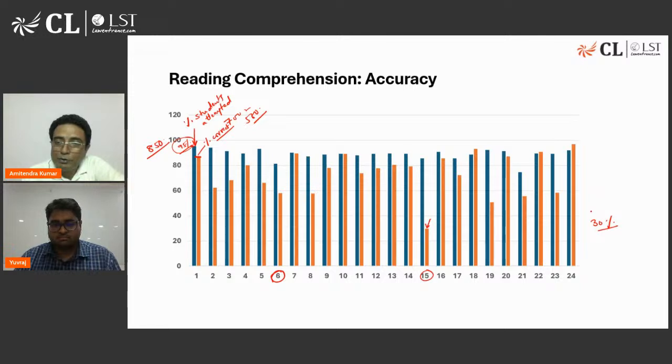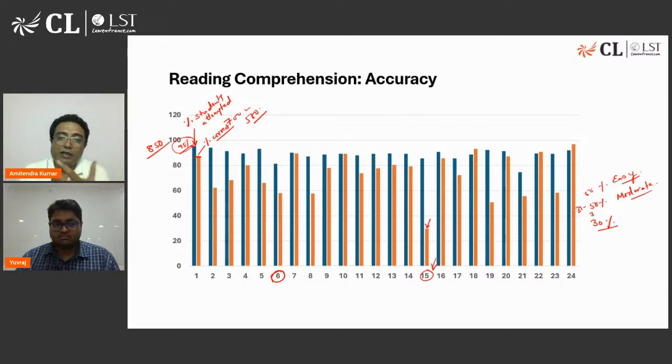Anything between 31 and 50% is definitely a moderate-level question. It was moderately difficult, a little difficult, but not very much. And anything above 50% means it was easy. So if accuracy is above 50% overall, as a group, then definitely it's above. So in this particular paper, the problem was here only, question number 15, actually.